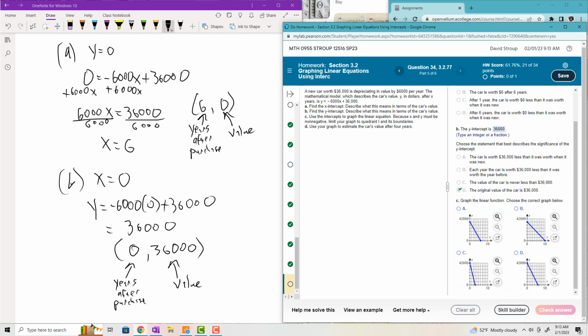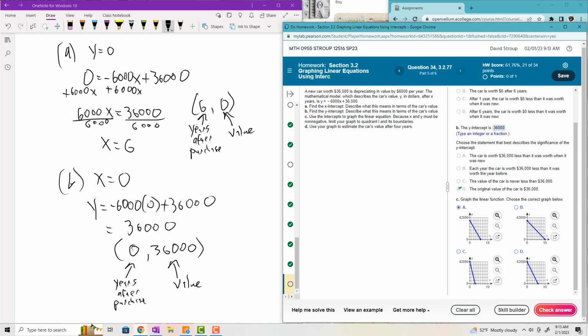Graph it. So it's going to be (0, 36,000). So you look for a graph that, I think maybe this one or this one. But then the x-intercept is at (6, 0), so it has to be A.